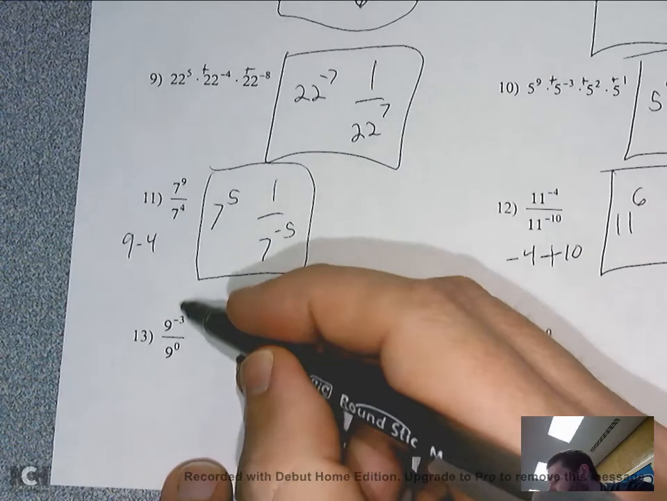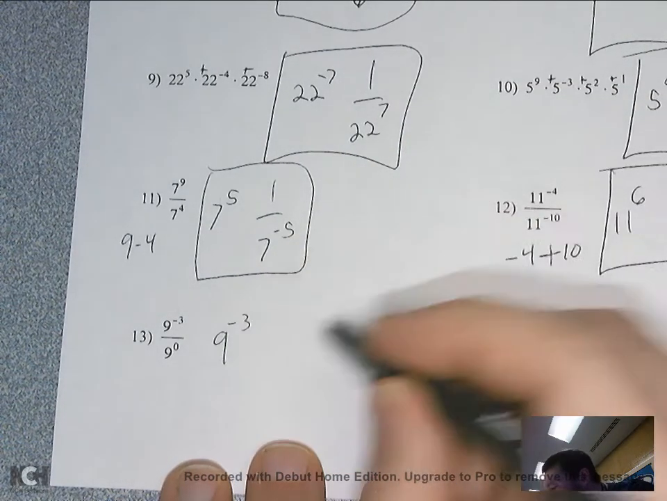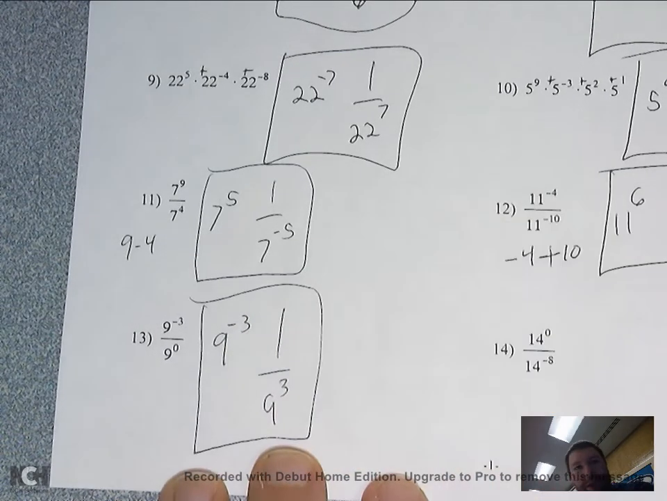Same idea here, negative 3 minus 0 would just be negative 3, so 9 to the negative 3, or 1 over 9 to the 3rd would be the two answers there.